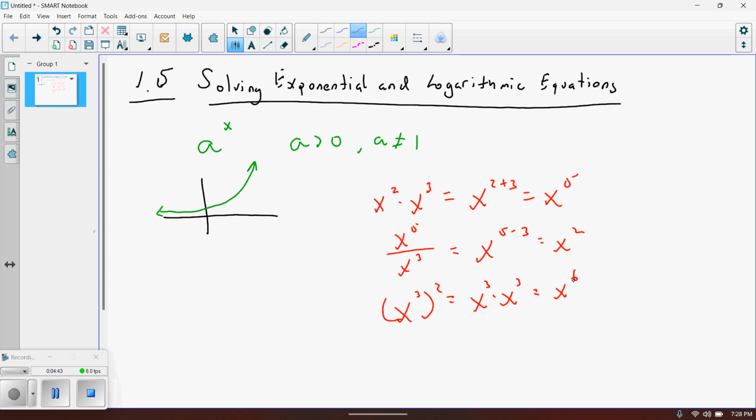Any number raised to a negative exponent reciprocates it, or basically makes it the reciprocal. And then again, 1 raised to any real number is always going to be 1, because you're multiplying 1 times itself any number of times. All right, let's do some examples on how to actually solve some exponential equations.